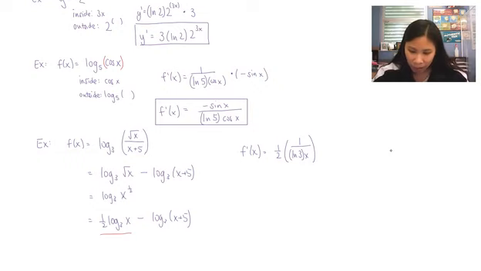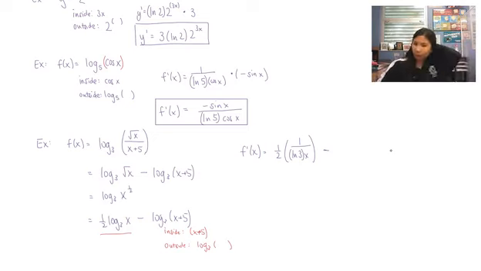Okay, and then I have the minus, and then now I can find the derivative of the second half of my function. So here I'm going to need the chain rule because I got those parentheses. So the inside is going to be the x plus 5, and the outside is going to be the log base 3 of the stuff. Okay, so from there, let's find the derivative using the chain rule.